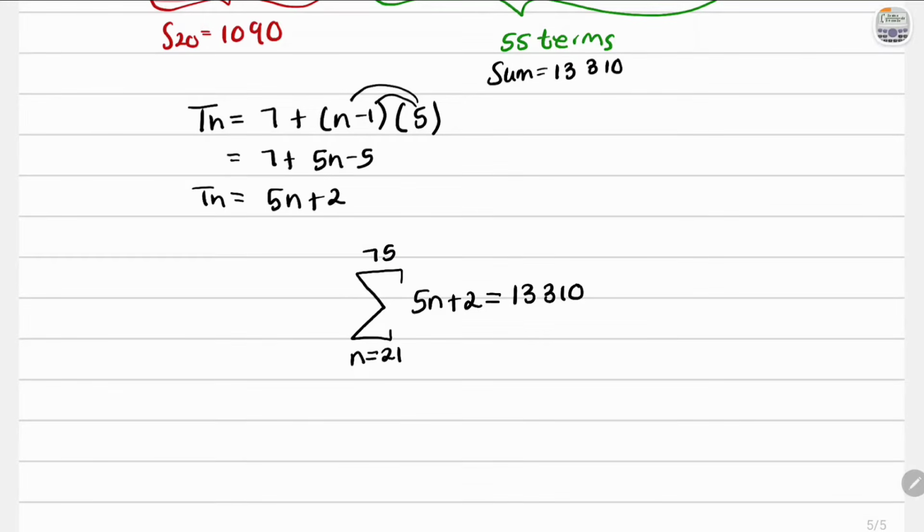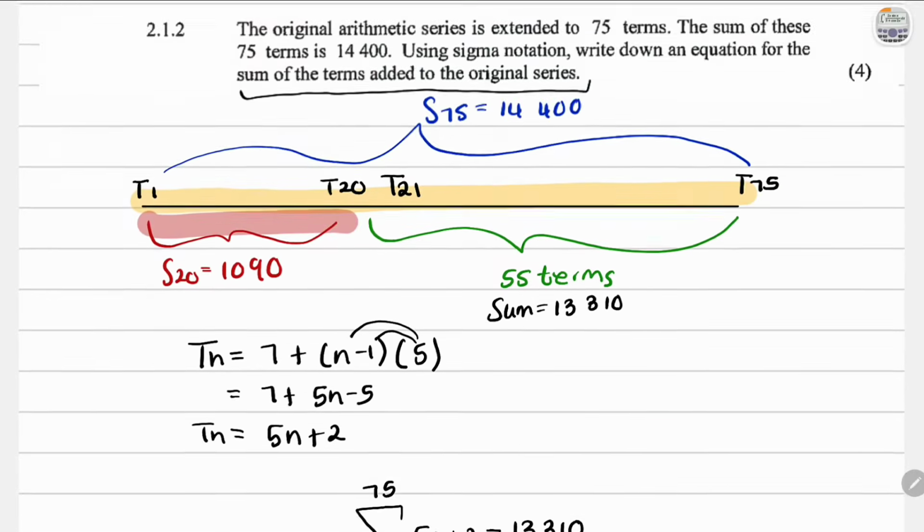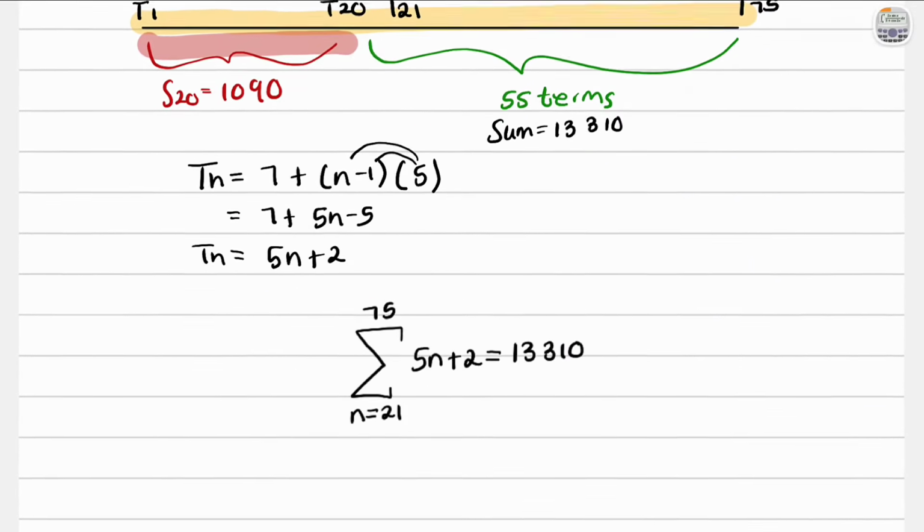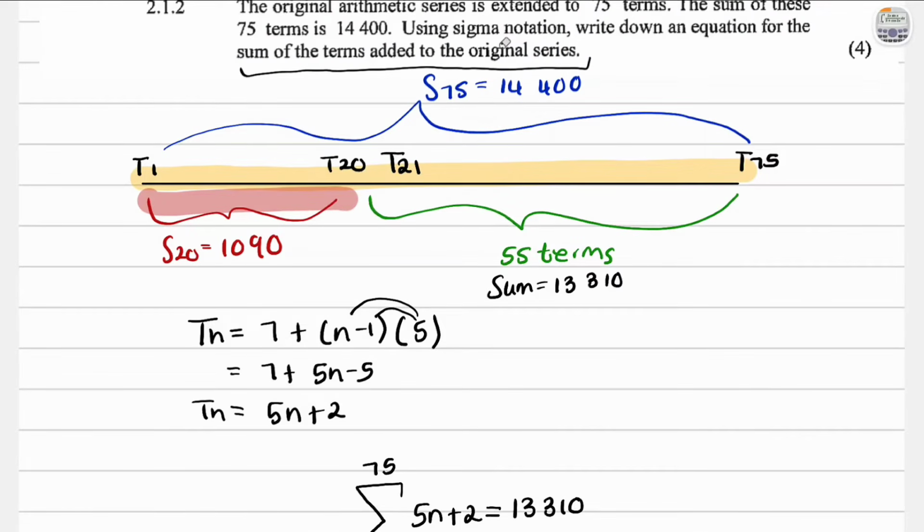And here we can actually confirm that these are indeed 55 terms. To find the number of terms, you say the top minus the bottom plus 1. That's the formula. So 75 minus 21 plus 1 is indeed 55. So that is going to be our equation in sigma notation. Okay, so that is it for 2.1.2. Moving on to the next question.